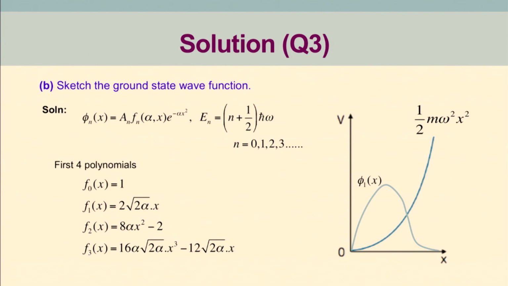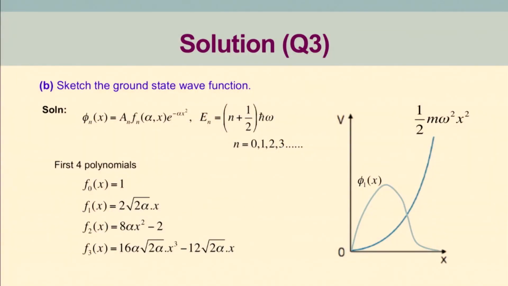As we have learned in some of the previous slides, in general, for a full harmonic oscillator potential well, where both sides, x less than 0 and x greater than 0, are harmonic oscillator, the wave function has this form: phi n x equal to A n f n alpha x e to the power minus alpha x squared. And the energy eigenvalues have this form: E n equal to n plus half h cross omega, where n can take values 0, 1, 2, 3 and so on. And these f n x are basically Hermite polynomials. The first 4 of them are listed here.